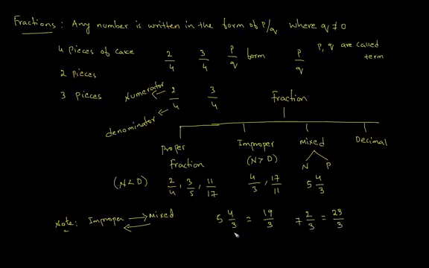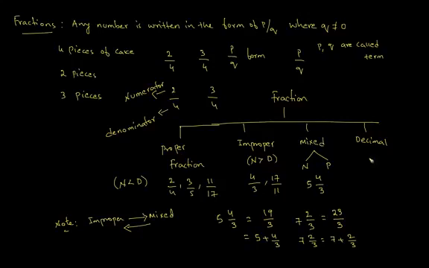This can be written in another way also. 5 4 by 3 can be written as 5 plus 4 by 3. 7 2 by 3 can be written as 7 plus 2 by 3. This is the other way which is useful at the time of simplifications. Clear? Now, decimal fraction.